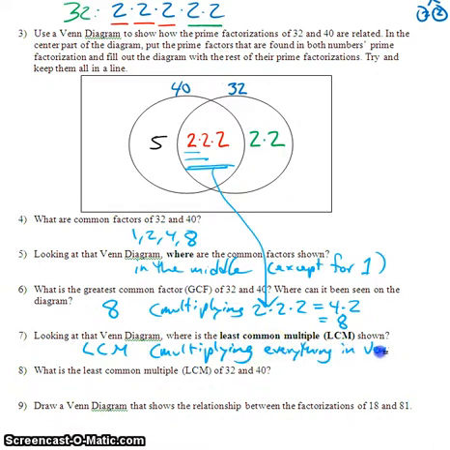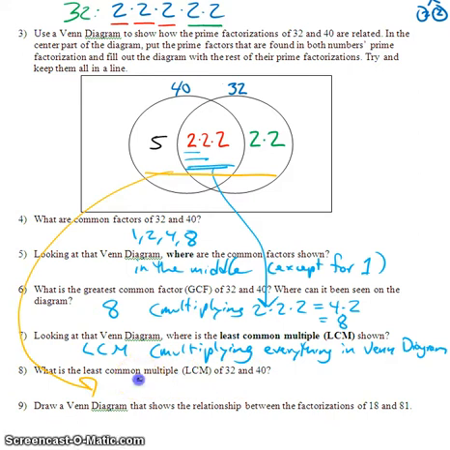In a Venn diagram, that's the key idea. The greatest common factor is here in the center. The lowest common multiple, let's change color again. Lowest common multiple is everything multiplied together. I'm going to bring that over here. So what is the least common multiple?